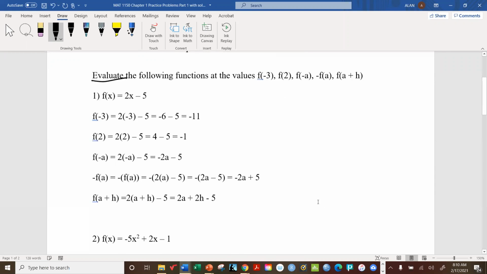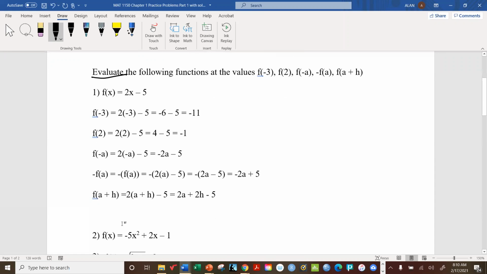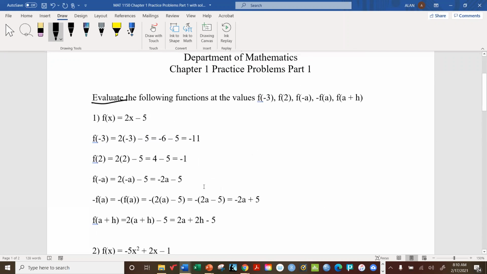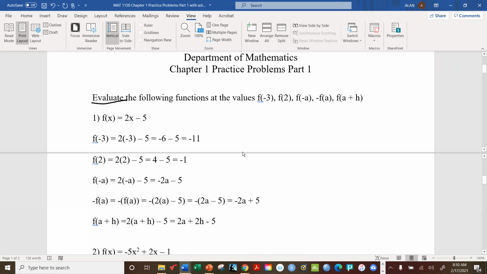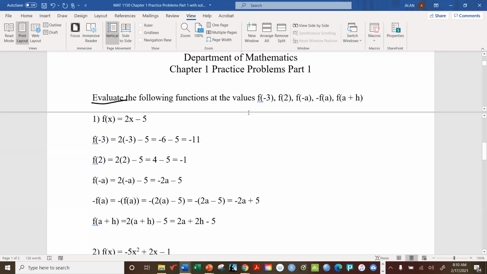All right, now let's do this. Now this next one is going to be a little bit challenging because we've got squares involved. Okay, so hold on one second. Let me split the screen up so I don't have to scroll back and forth. All right, there we go.